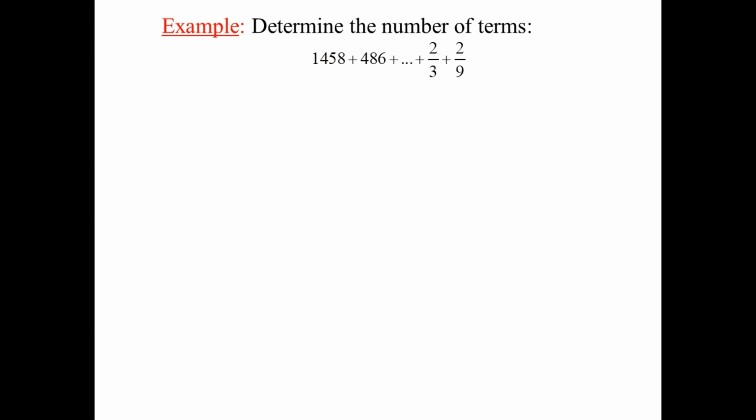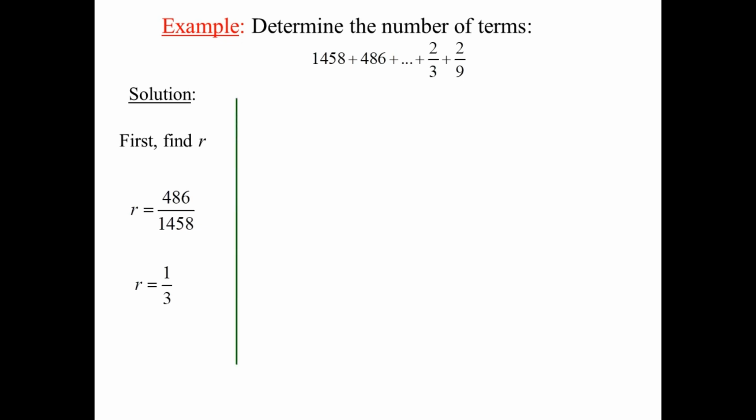Example, determine the number of terms. That's a geometric series. Solution. First find r, the result of dividing backwards. So r is 486 over 1458 because we divided 486 by the previous term. We could have done the same with this, 2 over 9 divided by 2/3. That would have worked just as well. And in either case, we would get r equals 1/3.